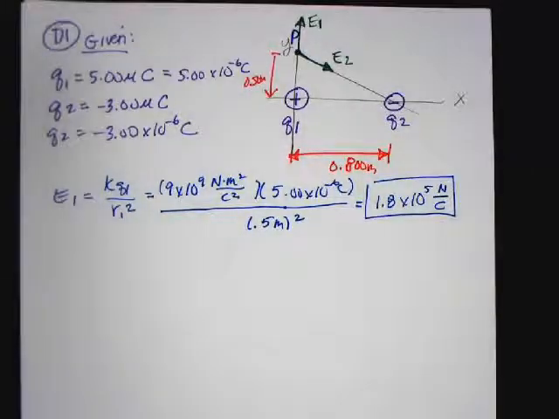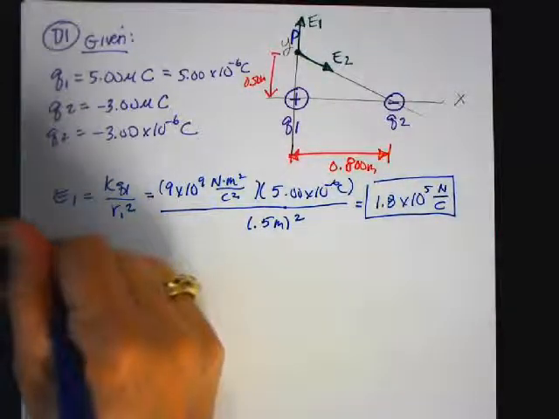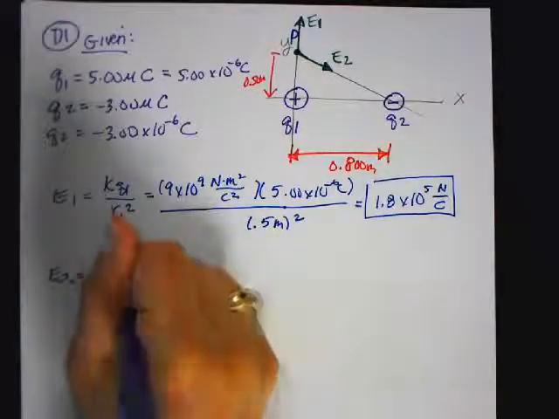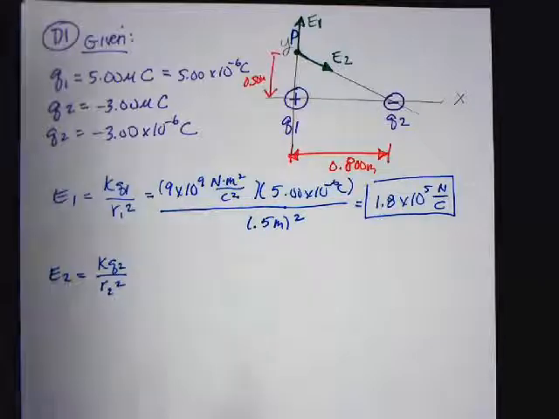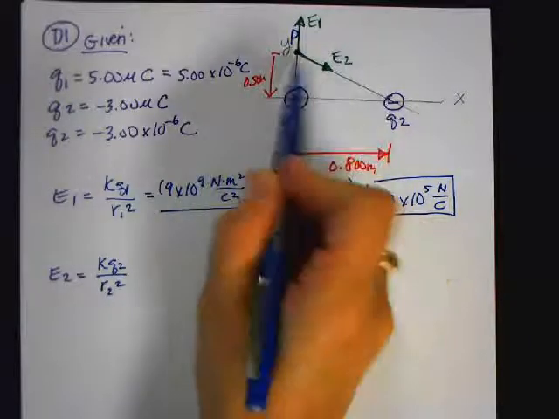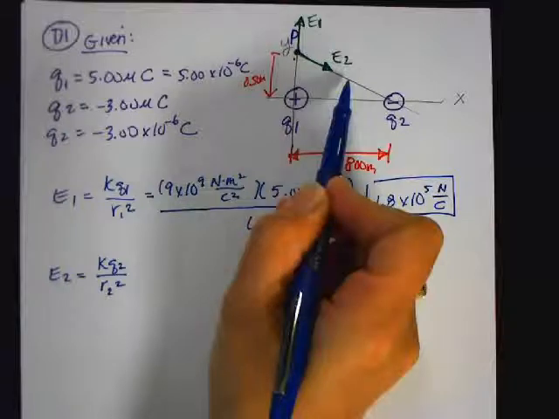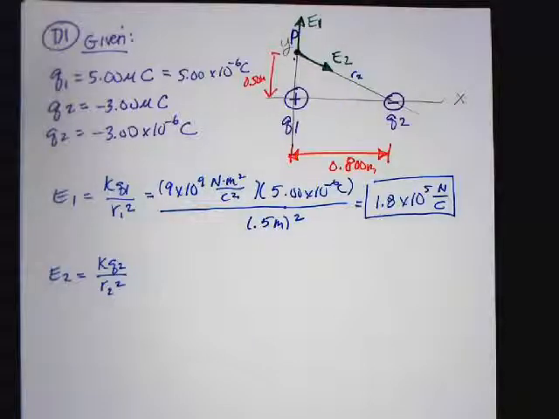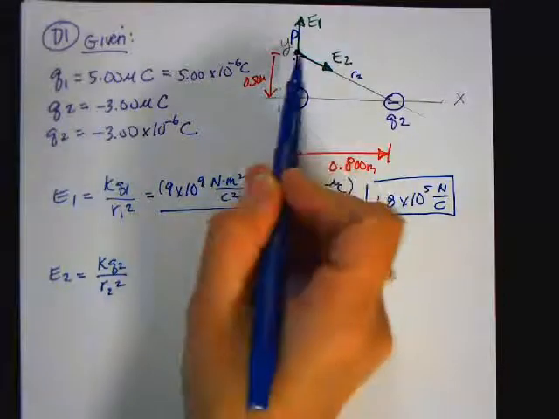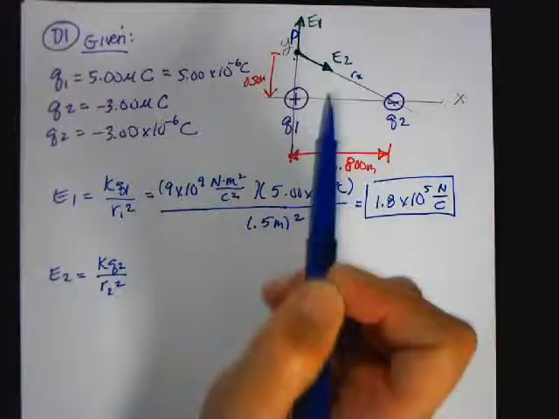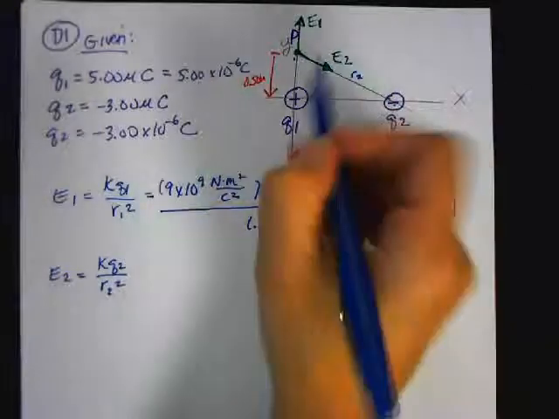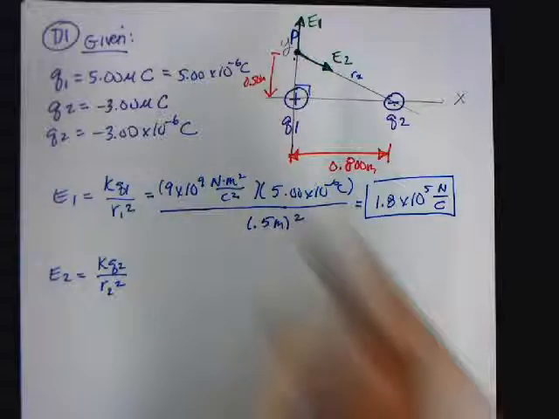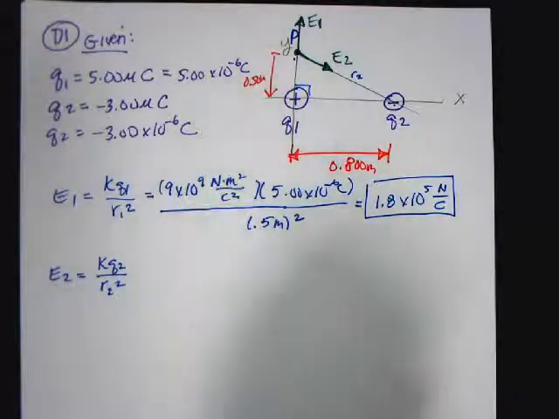So that's E1. E2 is equal to KQ2 over R2 squared. Now remember, R is the distance from here to here. What is this distance? Do I know what this distance R2 is? Do they give me the distance from here to here? No. But what do they give me? Is this a right triangle? Yeah. What would I use to find out this distance? I would use the Pythagorean theorem.